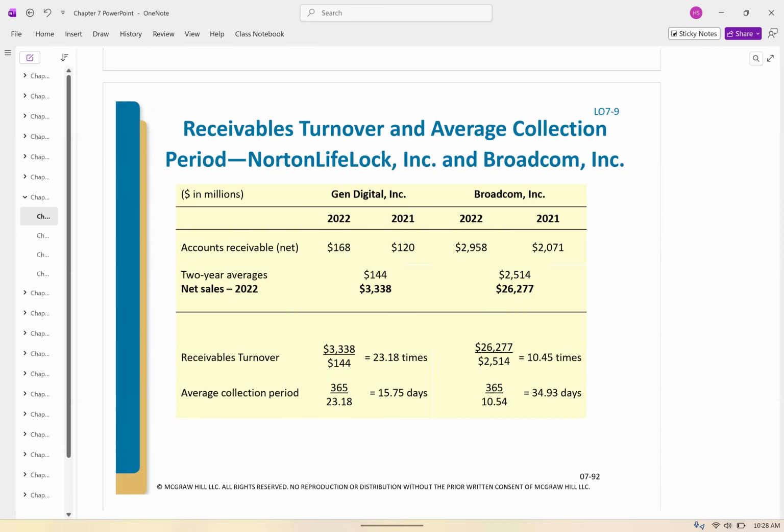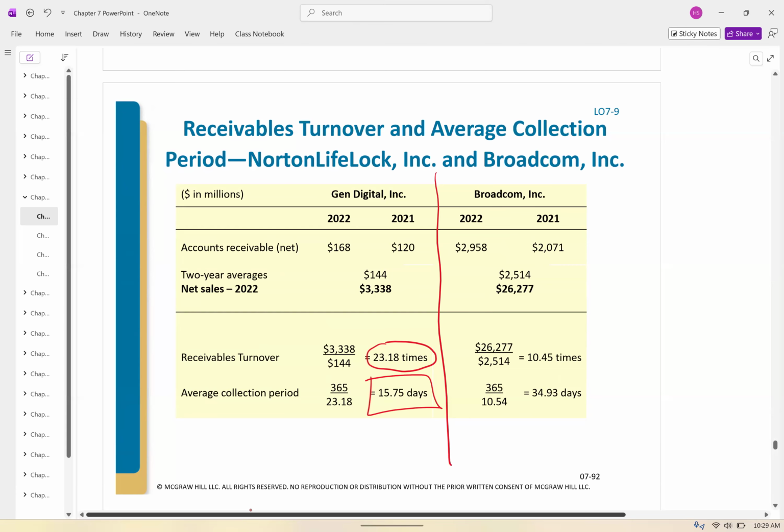This is Gen Digital. Let's look at Gen Digital. Okay. So right here, receivables turnover, they took the 3,338 divided by the 2-year averages. They did that for us, 144. So that tells us throughout the year, we're going to completely collect all of our receivables 23 times. That's a really high number. Okay. Then, if we take the 365 divided by the 23.18, it shows that our receivables on average are only outstanding around 16 days. That is awesome.